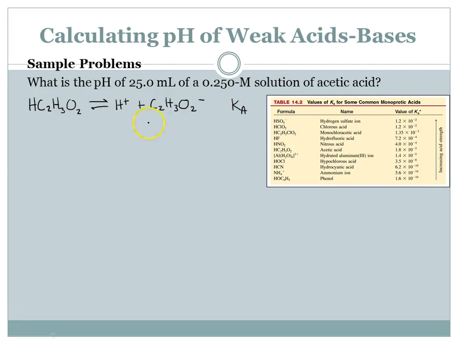Okay, now what I'm going to do is calculate my initial concentrations. I'm going to calculate my change and my equilibrium. So that's where my ICE box comes in. 0.25 molar solution of acetic acid. Now what does the 25 milliliters have to do with it? In this particular case, nothing. It just means you've sucked up 25 milliliters of a 0.25 molar solution of acetic acid. So my initial concentration here is going to be 0.25 molar.